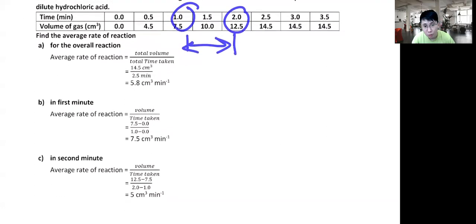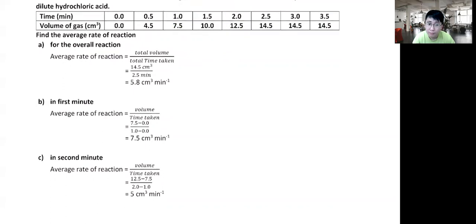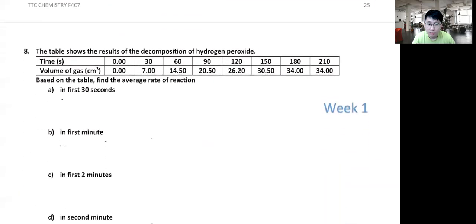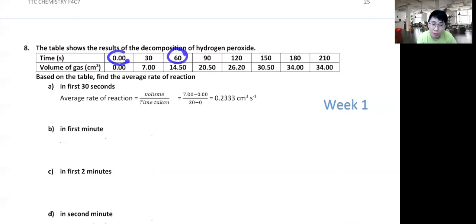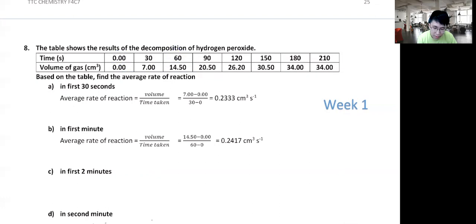And that's how I do it. Okay, for those who want to copy down or do it yourself, pause here. Okay. Next one, pause it if you want to try it yourself. But I will just go on with it. So in the first 30 seconds, very simple, volume over time. So 7 over 30. In the first minute, means 60, from the first point to the 60 seconds, so 14.5 over your 60.